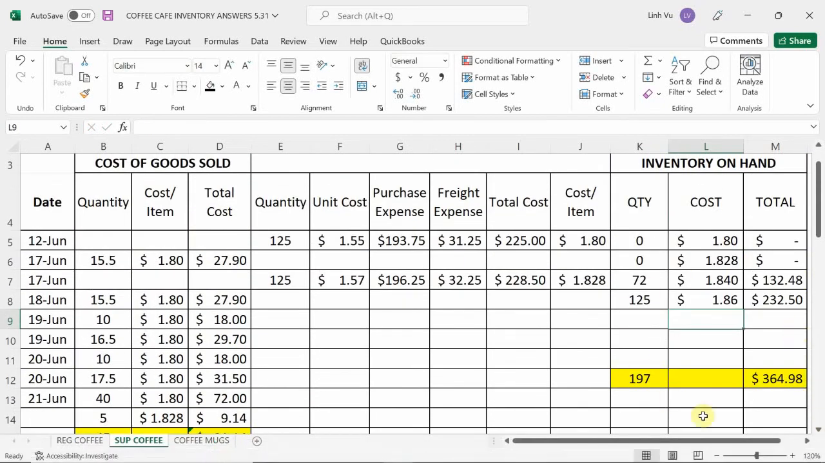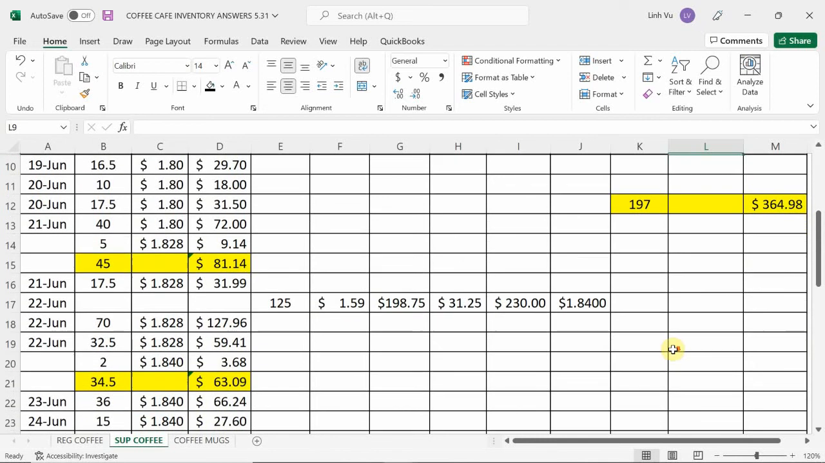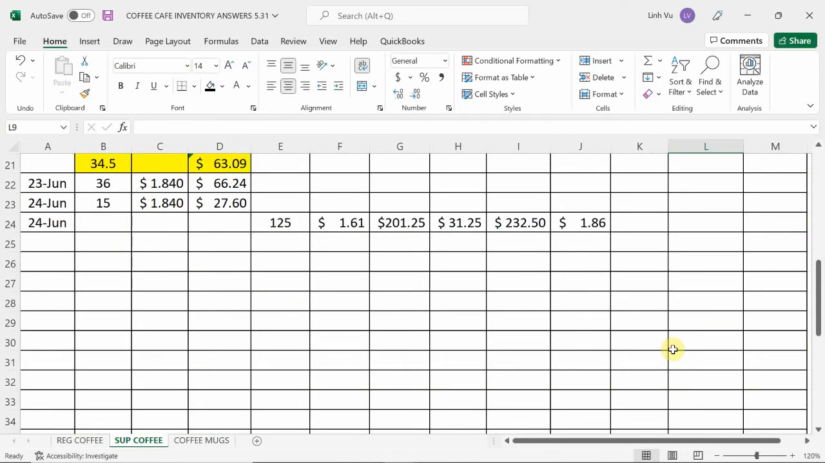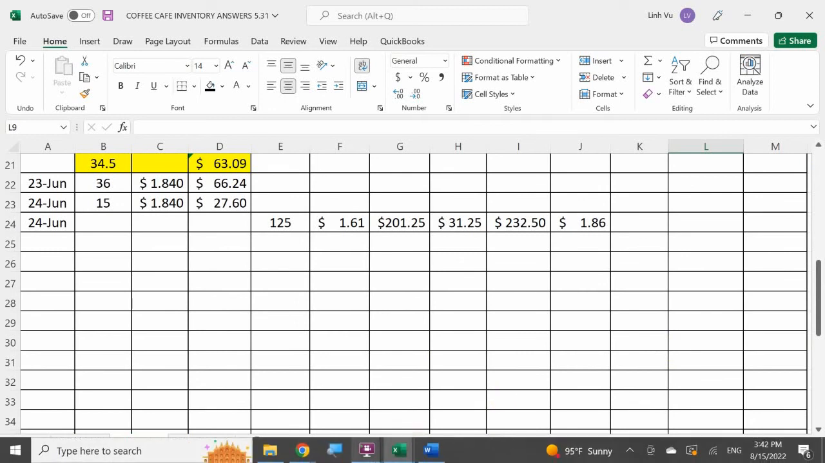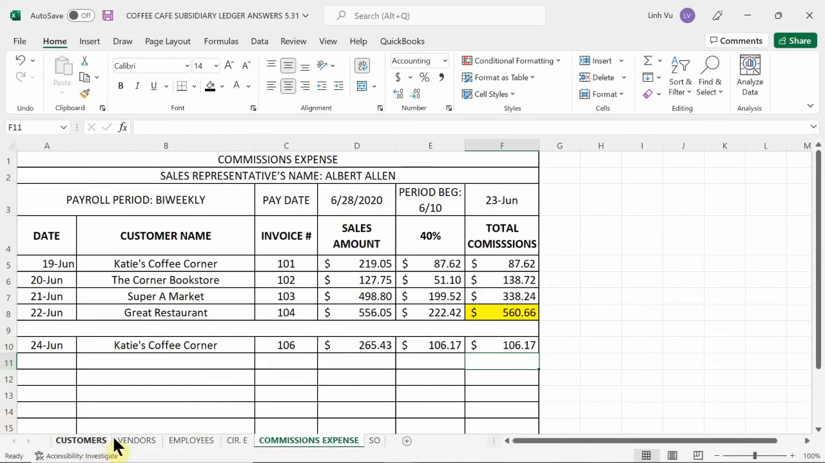Okay, there you go. Giving us a grand total of 197 pounds at 264.98. Okay, and I know I skipped one. Give me just a second to think through. We've got the inventory. We need to go back to the subsidiary and update Atlas and Breitling.